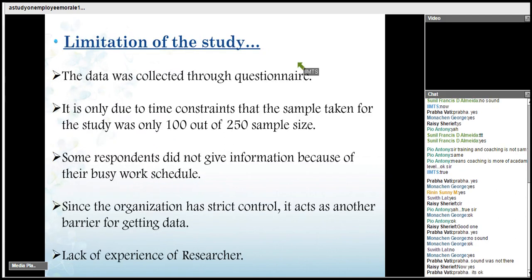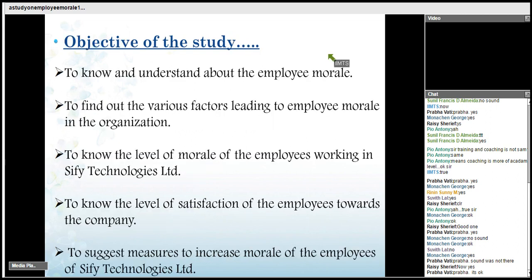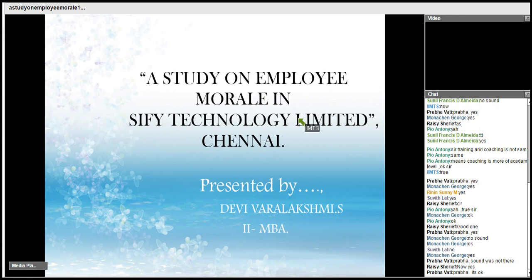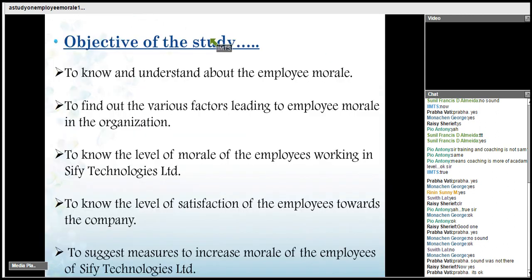It is okay. Very quickly I'll tell you about this case. In this slide we are dealing with the case study, a study on employee morale in CFI Technology Limited, Chennai. Chennai is a place in India.